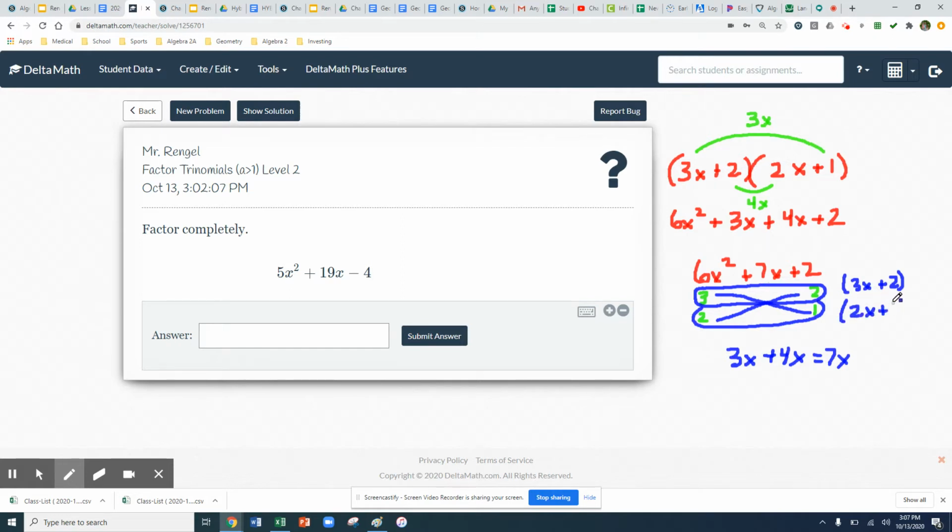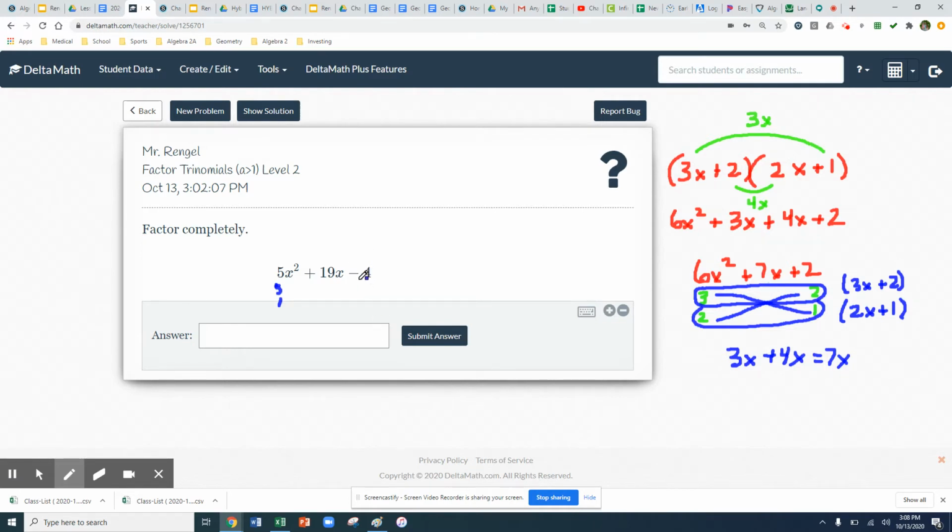So now we're going to take that strategy over to that first problem there and start to do some tests to see how I can get to that 19x in the middle. So we'll start by putting factors of 5 underneath. To get to 5x squared, it's got to be a 5x and a 1x. So we don't have any options there. 5 is prime. Now we need to multiply to negative 4.